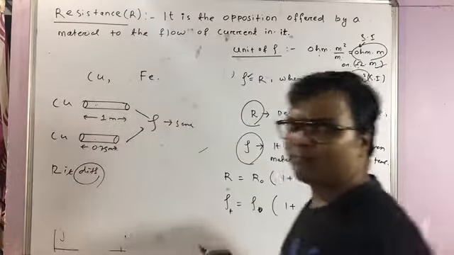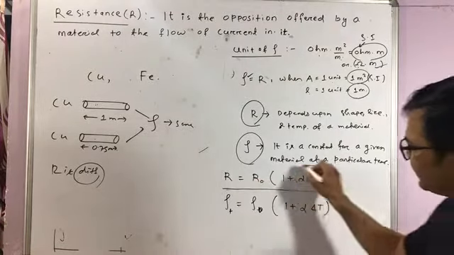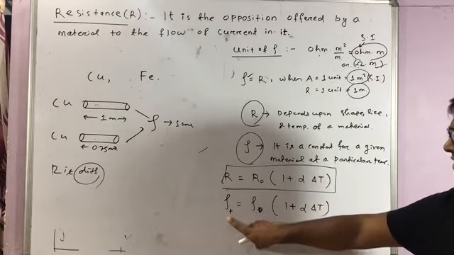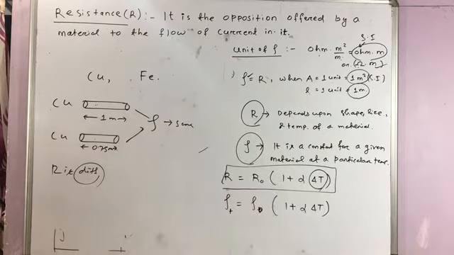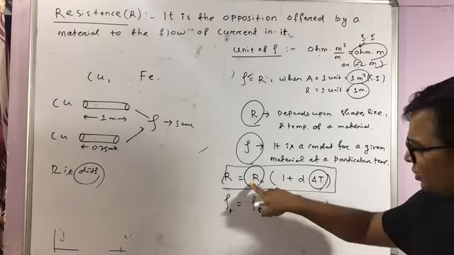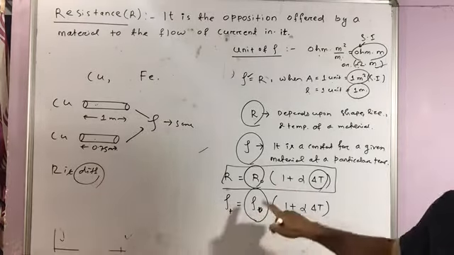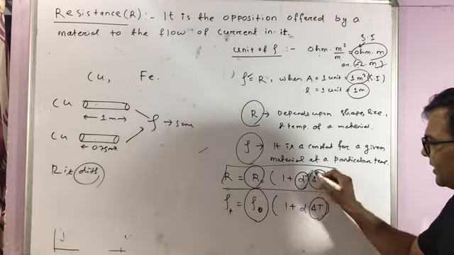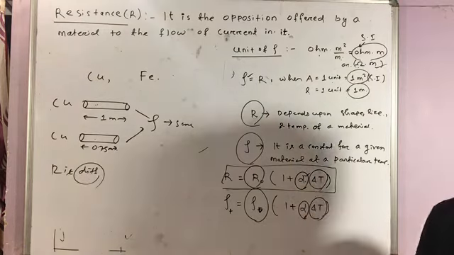And also, the resistance depends on temperature, and the equations are like this: R is equal to R naught (1 plus alpha delta T), and resistivity rho T is equal to rho 0 (1 plus alpha delta T). Delta T is the change in temperature. R0 is the resistance of a particular conductor at 0 degree, and so also rho 0 is the resistivity at 0 degree Celsius. Here alpha is called the temperature coefficient of resistance, and here this alpha is called the temperature coefficient of resistivity.